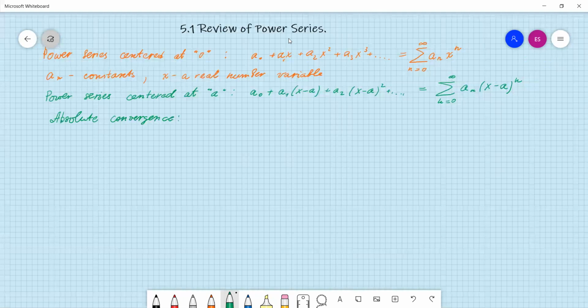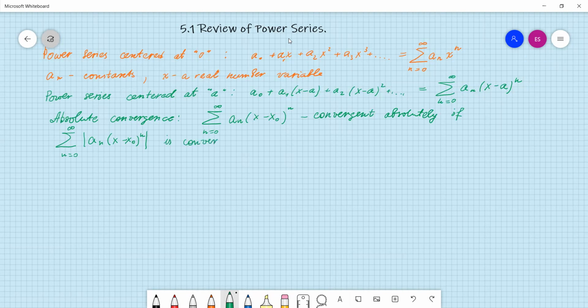Okay, so I'm going to write down generally the series sum of an times x minus x0 to the power of n, n goes from 0 to infinity, and here x0 is the center of the series. It is called convergent absolutely if the series of absolute values, you take the absolute value of the term of the series, an times x minus x0 to the power of n, n goes from 0 to infinity, is convergent. So if you drop all the minuses from your series and it's still convergent, we are going to call it absolute convergence. Why do we call it absolute convergence? Because actually it's convergence of absolute values, right?